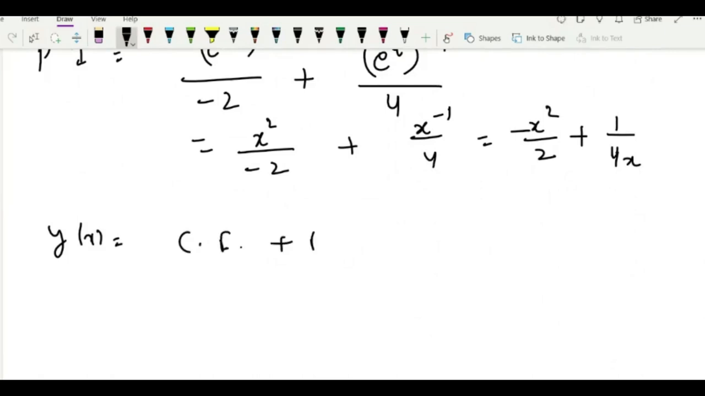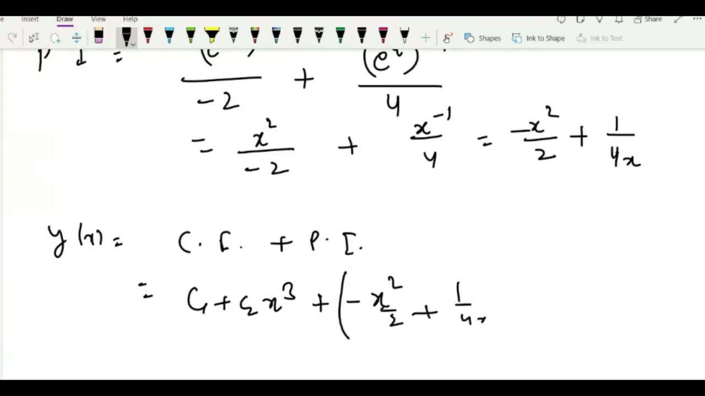For writing the complete solution we have y(x) is equal to CF plus PI. So we have CF as C1 plus C2 x cube and the PI is minus x square upon 2 plus 1 upon 4x. This is our complete solution.